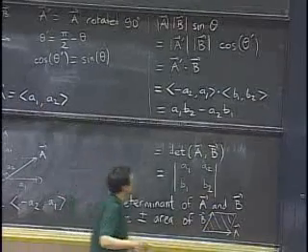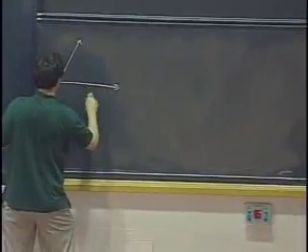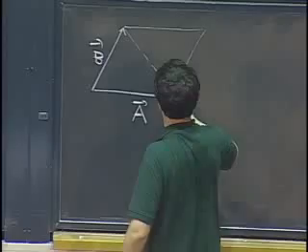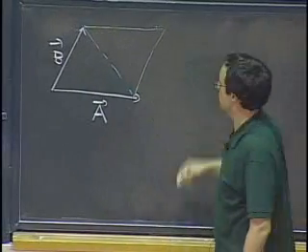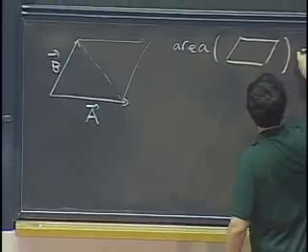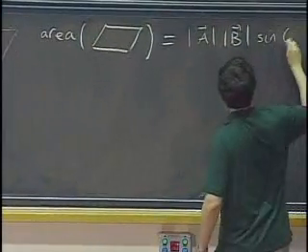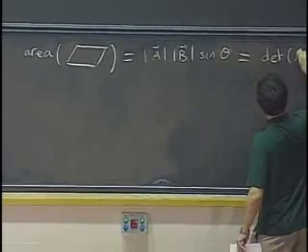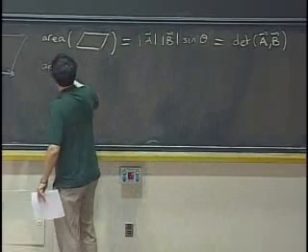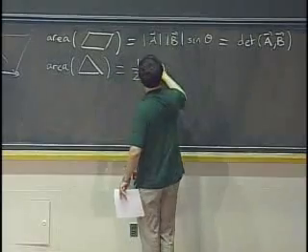So let me explain that again. So if I have two vectors A and B, I can form a parallelogram with them, or I can form a triangle. Okay? And so the area of a parallelogram is equal to length A, length B, sine theta, which is equal to the determinant of A and B. While the area of a triangle is 1/2 of that.